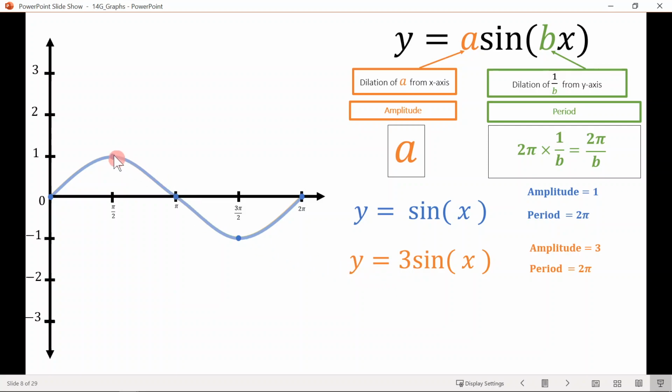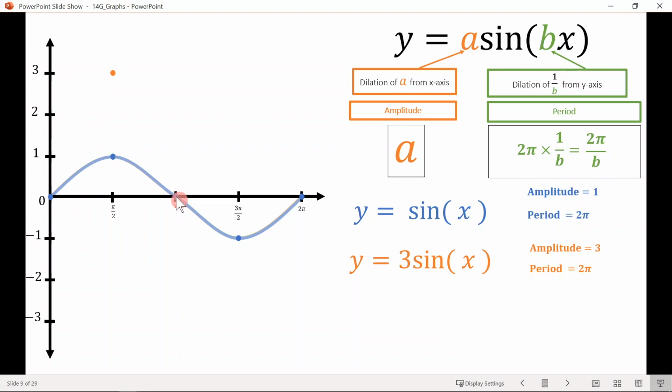So if I go to this point right here, it means this point is going to be dilated by a factor of 3 from the x-axis. So that means it's now going to be up here. Remember, when we're dilating from the x-axis, it changes our y value. So I went 1 times 3 is 3. And then we will do this for all our points.